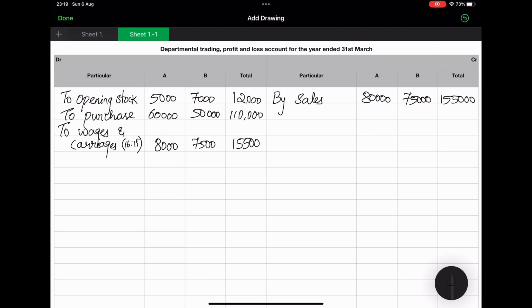Now we are going to calculate the total amount. Before that, we have to write the closing stock. How much have they given? 10,000.